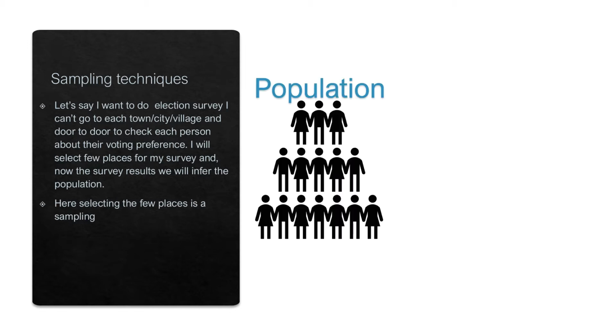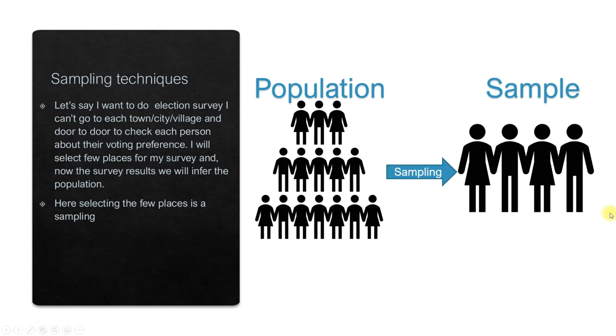So what I'll do is select a few places for my survey, and whatever survey results I get from those few places, I'll infer them to my population, right? So here, selecting the few places is sampling. This is my population and I am doing sampling, and this is my sample. After doing sampling, I got sample data, right?